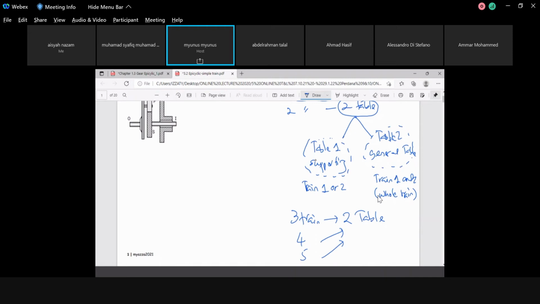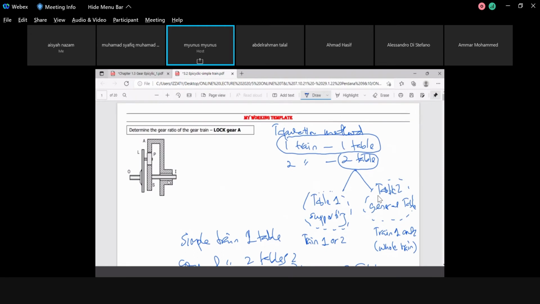So you will start with a simple train, one table. When we have a compound train, we have two tables. Of course, the compound comprises two trains, starting with 2, 3, 4, and 5, and so forth. So the more trains you have, the more challenging the solution will be. Okay, so let's start now with the first one.